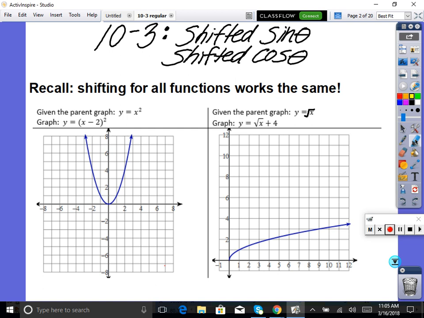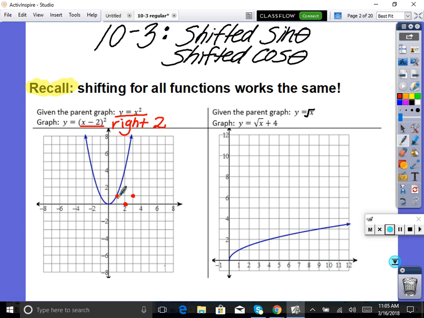We already know how to shift sine and cosine because shifting for all functions works the same. We know how shifts left and right work and how shifts up and down work. So just a reminder, if we have the parent function y equals x squared, the parent function is the most basic non-shifted function. Right here I've drawn out the parent function. Now it was shifted right 2, and as we know how shifting works, we go opposite. So that would literally mean we take the parent function and go right 2 units for each point.